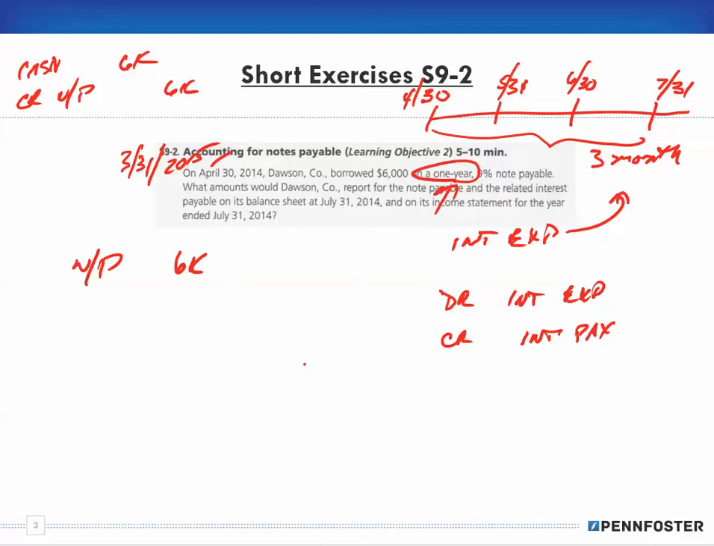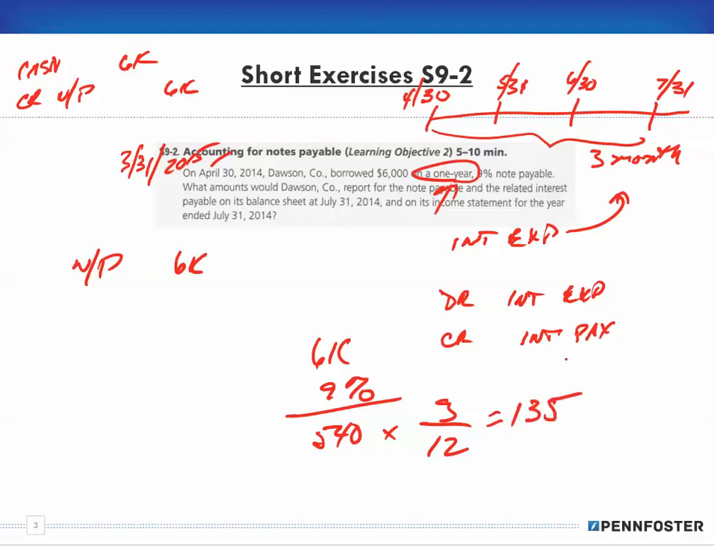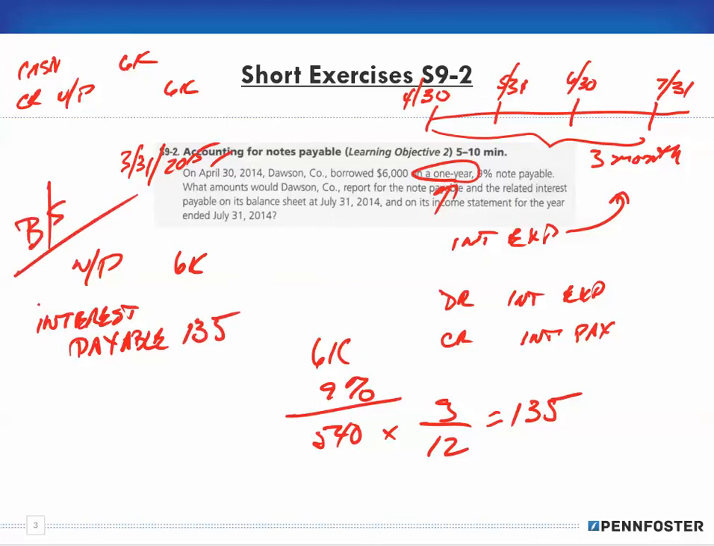In calculating the interest, we have 6,000 at 9%. Let me do the math. 6,000 times 9% is $540, and that's for 3 months over 12, so times 3 divided by 12 gives me $135. So our interest payable is going to be $135 on our balance sheet. Our note payable is going to be 6,000, and our interest payable is going to be 135.